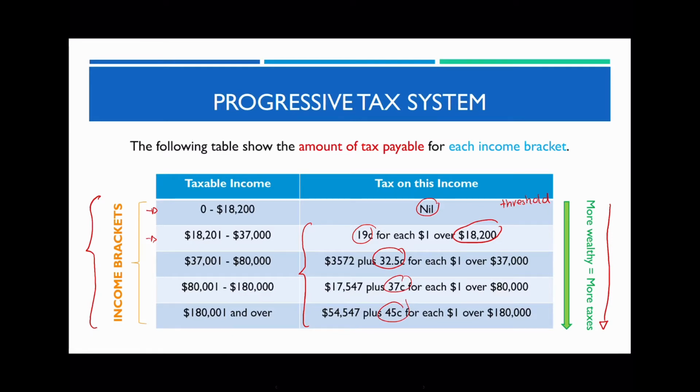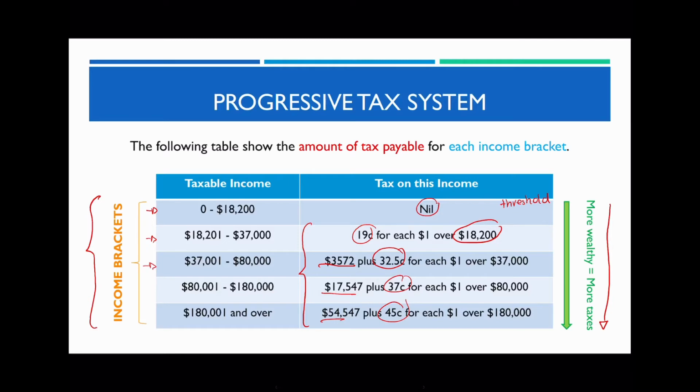However, if you look at the other tax brackets, notice that you have a starting fee that you need to pay. That's the starting fee, and then there's a rate that follows. So for instance, if you look at the third tax bracket, you need to pay a flat starting fee of 3,572 plus an additional 32.5 cents for each dollar you made over 37 grand.